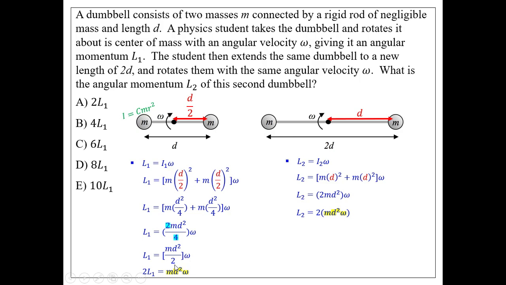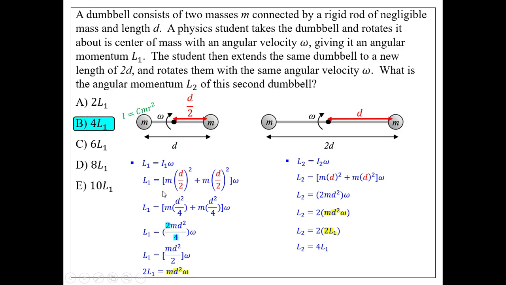So to get MD squared omega by itself, I'm just going to multiply both sides by 2. So I'm just going to bring this 2 from the bottom right up to the top left. So I can say that 2L1 is equal to MD squared omega. Well, in my work on the right here, I have MD squared omega. So all this highlighted in yellow is just going to be 2L1. So that's a true statement from my work in the first setup. Okay. So here 2 times 2 is going to be 4. So therefore we can say that L2 is 4 times L1. And that would be choice B.